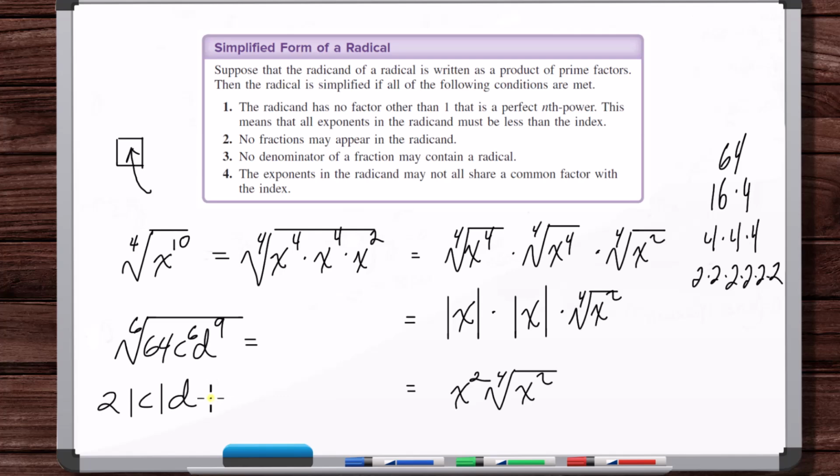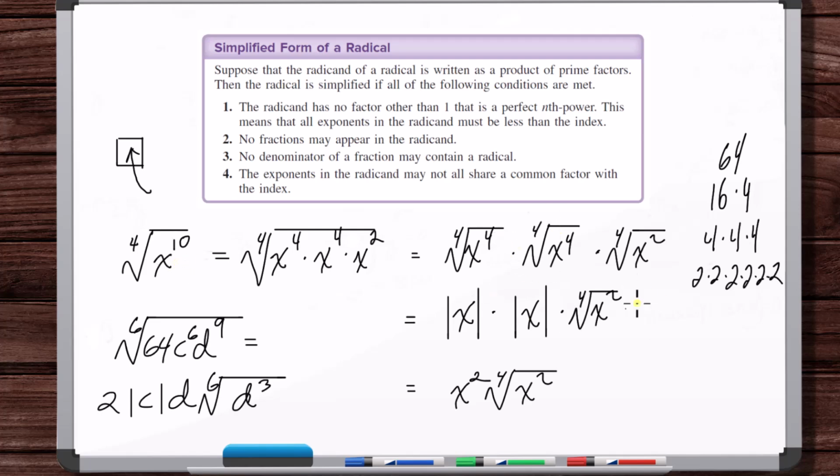We don't need the absolute value, and you're left with this. Okay? So that's the idea of dealing with these absolute values that are coming out of these even index radicals. Now, if the index is odd, it doesn't. Then there's no... Just do it like you normally would do it. You don't have to think about absolute values. Just do it like you normally would do it.